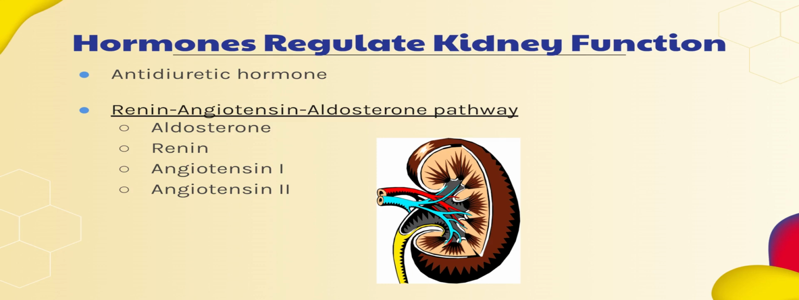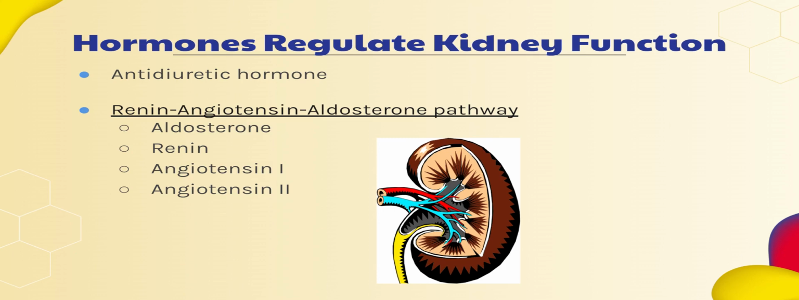When blood pressure falls, cells of the juxtaglomerular apparatus secrete the enzyme renin, activating the renin-angiotensin-aldosterone pathway. Renin acts on the plasma protein, converting it to a prohormone called angiotensin 1. An enzyme known as angiotensin-converting enzyme converts angiotensin 1 to its active form, the hormone angiotensin 2.